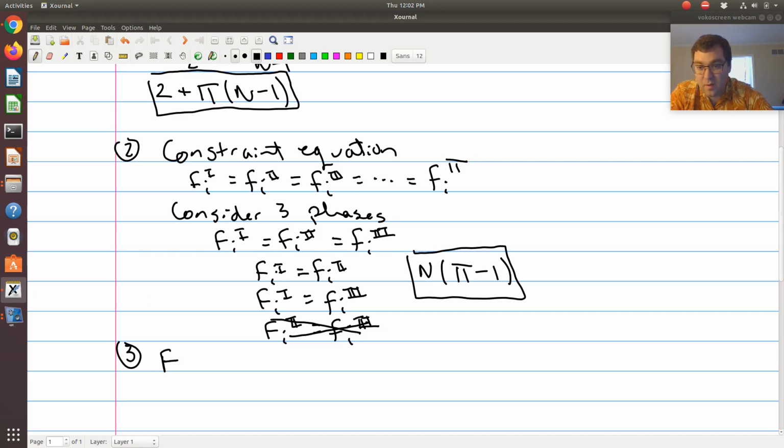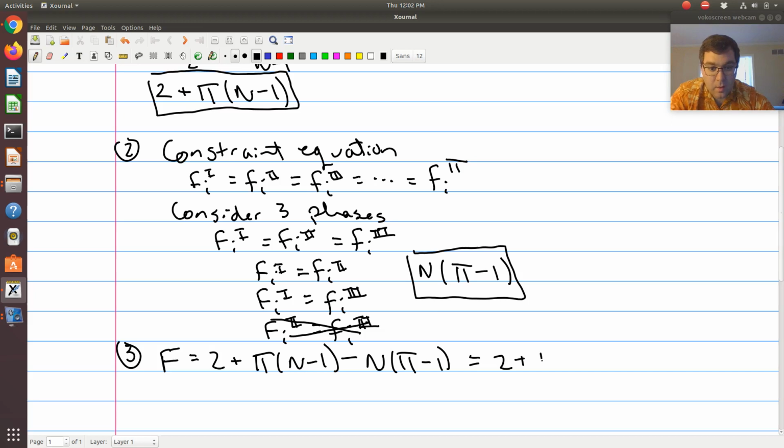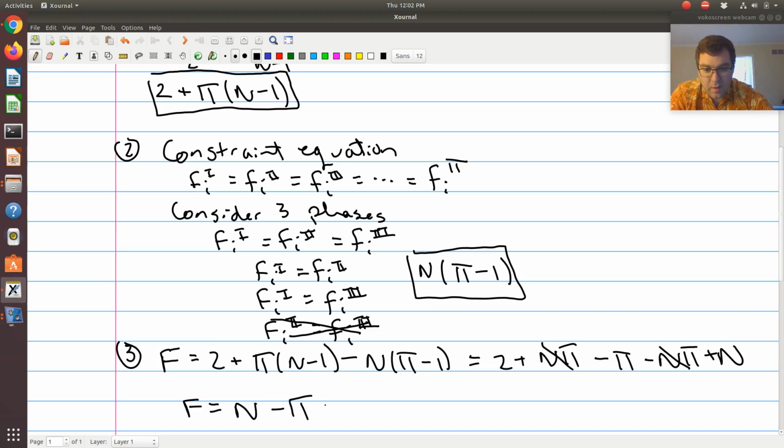So then our Gibbs phase rule: the number of variables that I need to specify, F, my degrees of freedom, is just the total number of variables needed minus my constraint equations. So now I just factor and collect terms. I have 2 plus n pi minus pi minus n pi plus n. So I'll cancel the n pi's, and I'm left with F equal to n minus pi plus 2. Right, the Gibbs phase rule as we've seen it before.